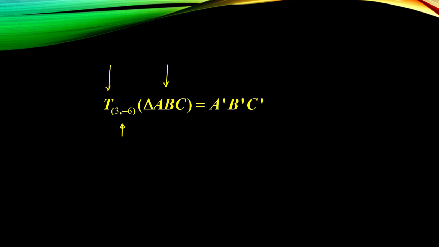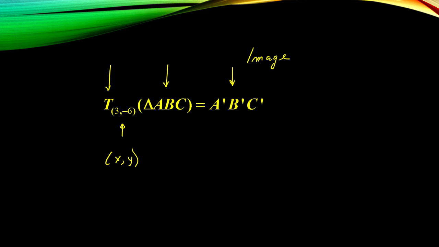The 3 says that we're going to move every point on the object 3 units along the x-axis to the right. This is like x, comma, y. We're moving 3 units to the right, and we're going to be moving 6 units down in the coordinate plane. With all of that said, that results in this image of the original object, and we'll name that A prime, B prime, C prime.